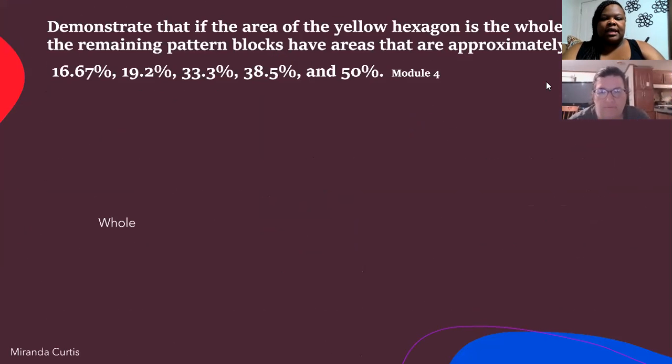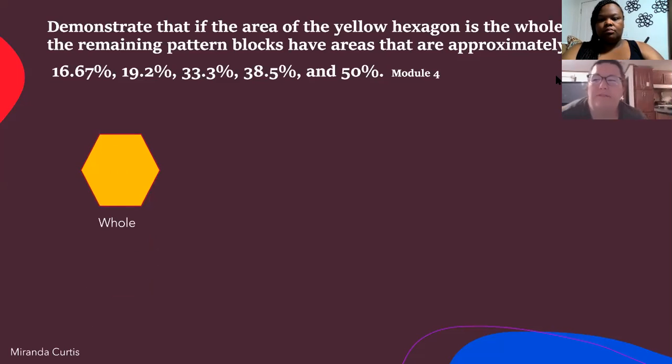Miranda, demonstrate that if the area of the yellow hexagon is the whole, then the remaining pattern blocks have areas that are approximately 16.67%, 19.2%, 33.3%, 38.5%, and 50%.